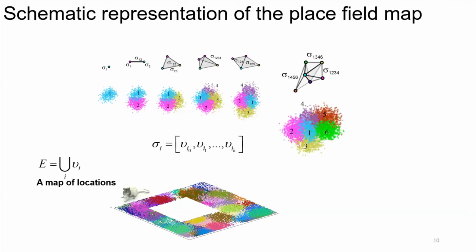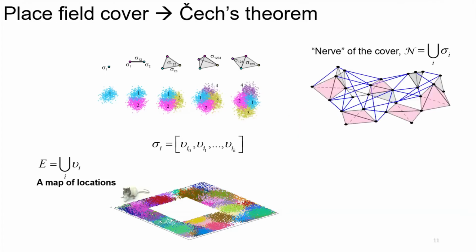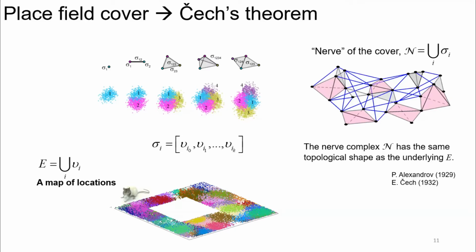And specifically, if you have a place field map, the entire place field map is represented by a combination of simplexes like this. And this combination, in algebraic topology, is known as a simplicial complex. I'm hoping that people have probably heard of the concept of a simplicial complex. And this specific kind of simplicial complex is called the nerve of the cover. So the cover is the place field map, and the nerve of the cover is the simplicial complex that we built in this way.